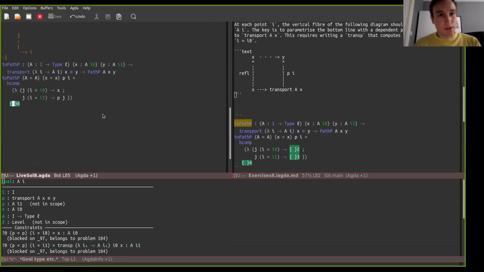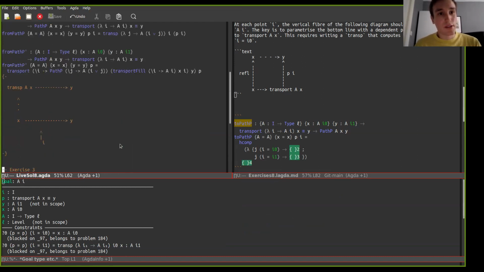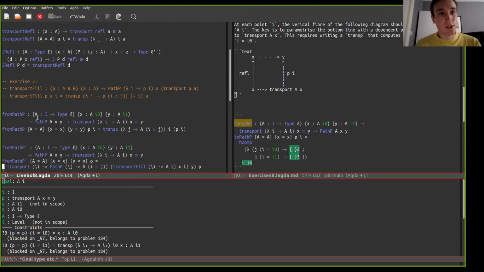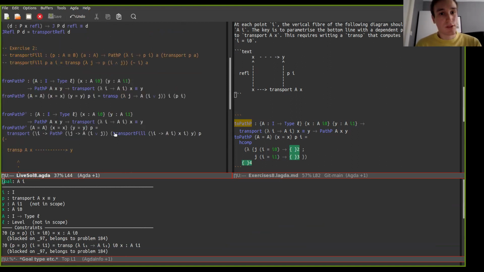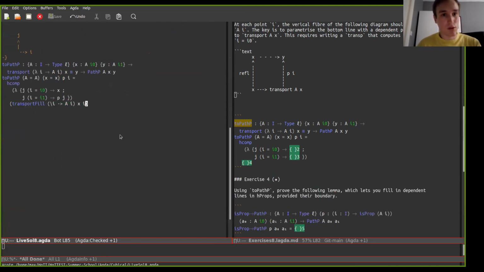Okay, and now the bottom is our transport fill. So this will be something in A of I, but yeah, this should be transport fill, where you can copy this guy in. Lambda, it's nice.